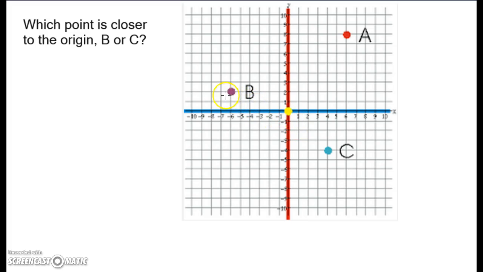Now, just looking at it, it sort of looks like B is closer, but I don't know, they look about the same to me. So what you could do is use the distance formula, and find the distance between point B and point (0, 0), and then find the distance between point C and point (0, 0). Whichever distance is shorter, that's the point that's closer to the origin.